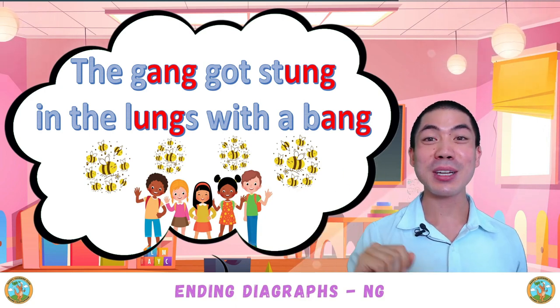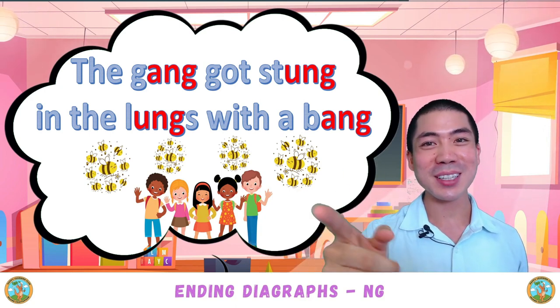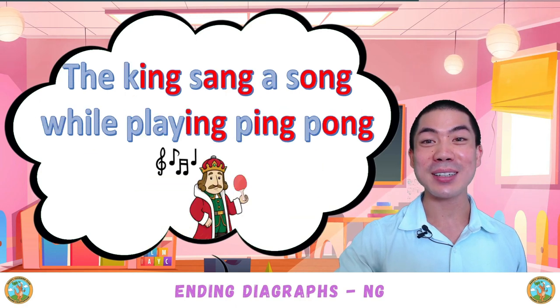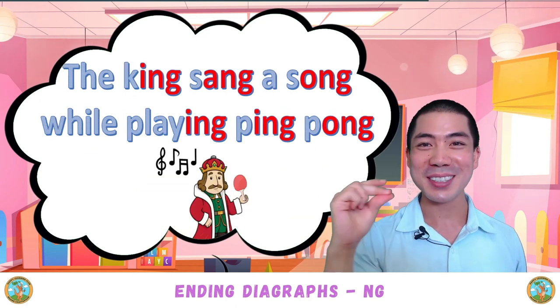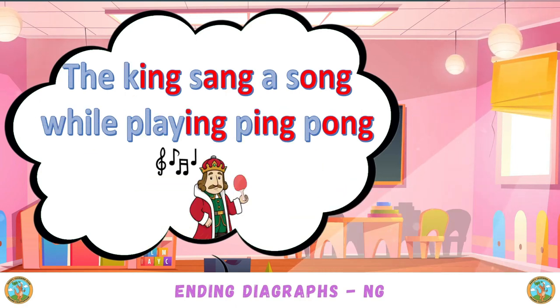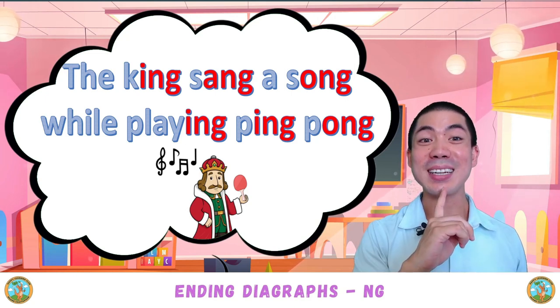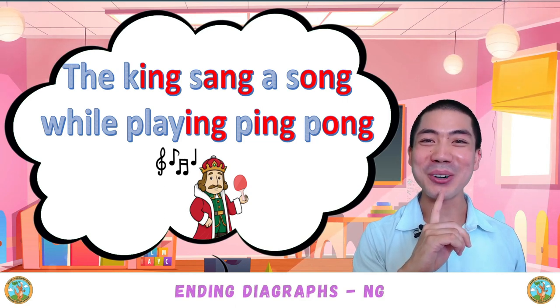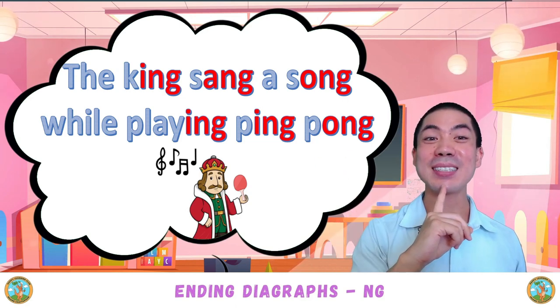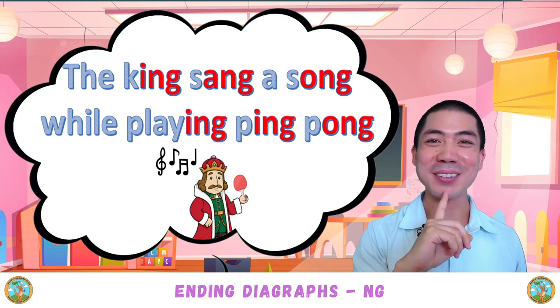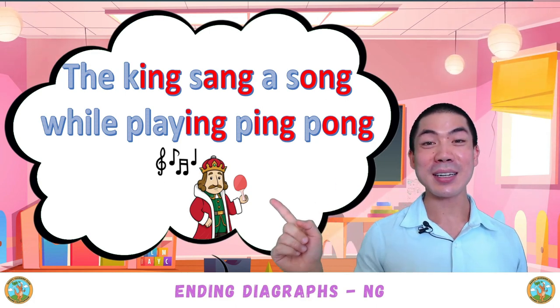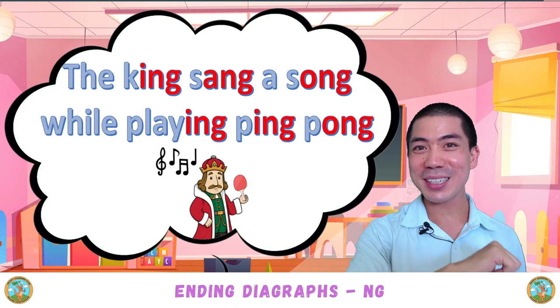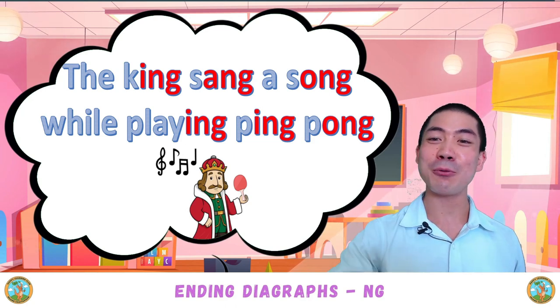Nice. That's tricky, but if you can read this one, then try the final one. Here it is. I'll give you a moment. The king sang a song while playing ping pong. Good. The king sang a song while playing ping pong. Nice. That's hard. If you can read that one, you're amazing and it means you're ready for the review.